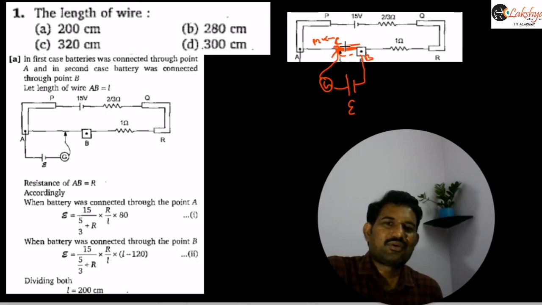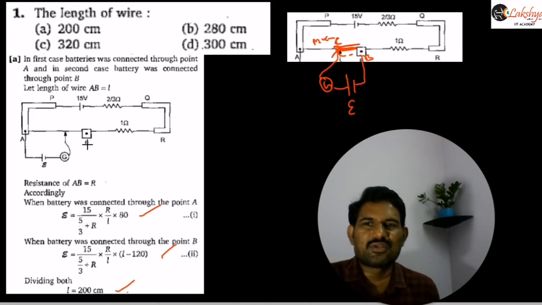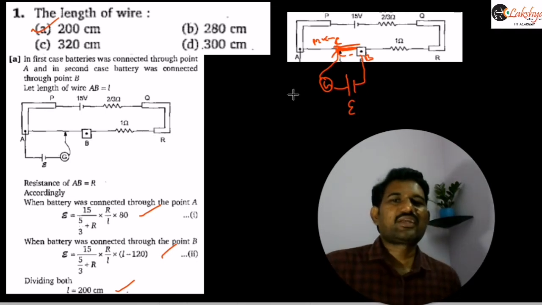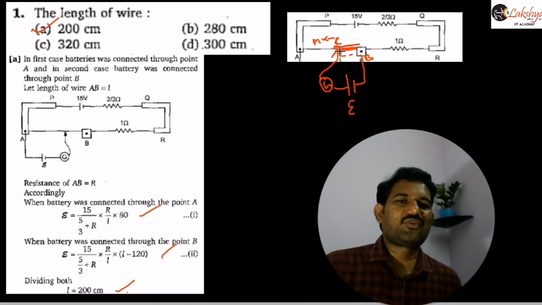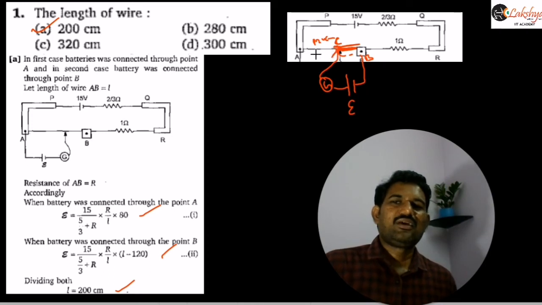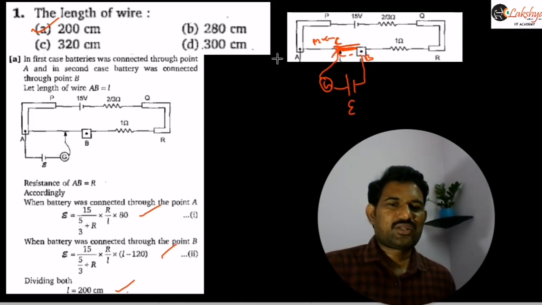Just this length will be, instead of this taking this length, you need to take this length here. So L minus 120. And just by solving equation 1 and equation 2, you can calculate this length here. The balancing length of this wire AB is nothing but 200 centimeters you will get, right? Or you can directly say that from this side we are getting 80 centimeters and from this side 120 centimeters. Then the total length of the wire is 200 centimeters. You can directly say that this is the experimental procedure for this.